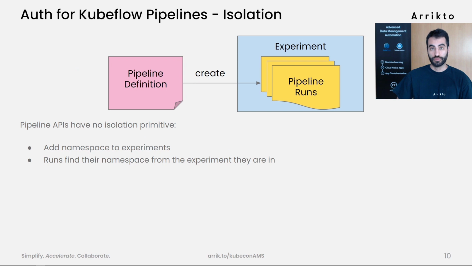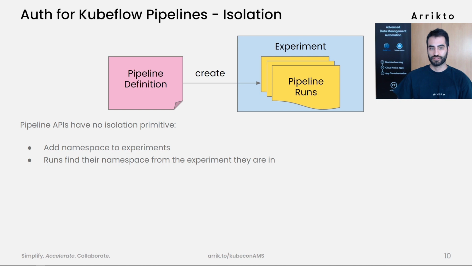First of all, let's talk about isolation. Kubeflow Pipeline's initial design has no isolation primitive whatsoever. All pipeline runs are shared and everyone can access them. We introduced the namespace as an isolation primitive, same as Kubernetes. In the Kubeflow Pipelines data model, there are pipeline definitions and pipeline runs, which are instantiations of those definitions. All pipeline runs reside inside of an experiment. Now, to extend the Kubeflow Pipelines data model with an isolation primitive, we add a namespace attribute to experiments.